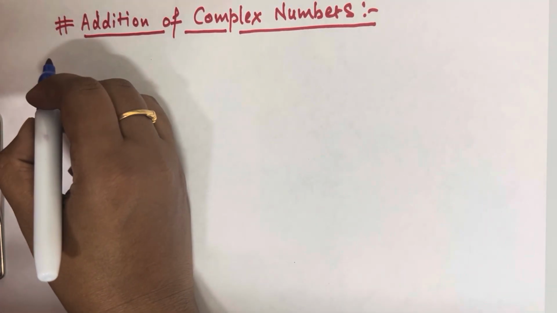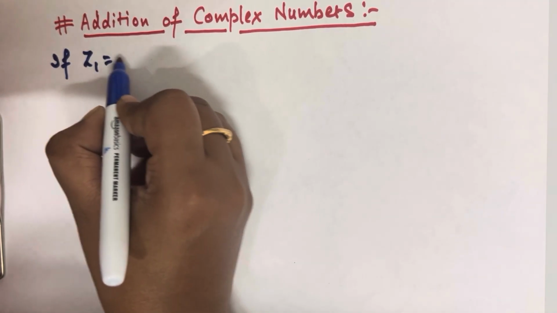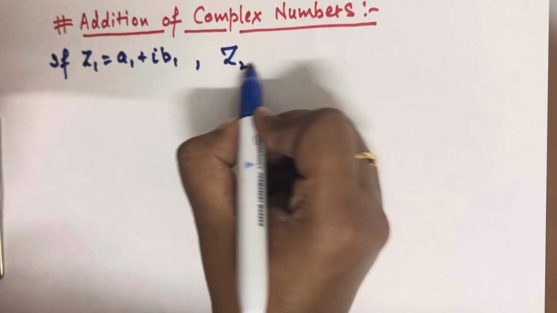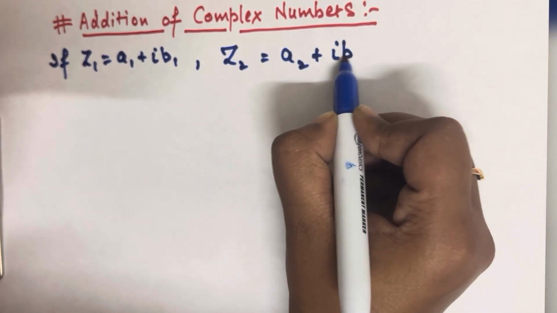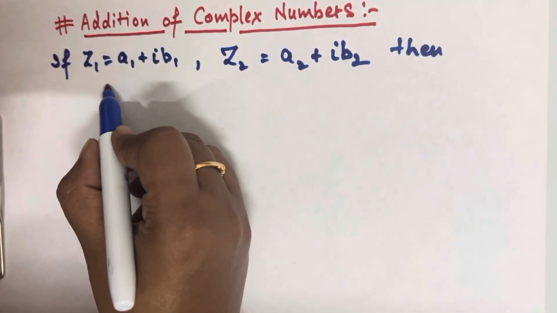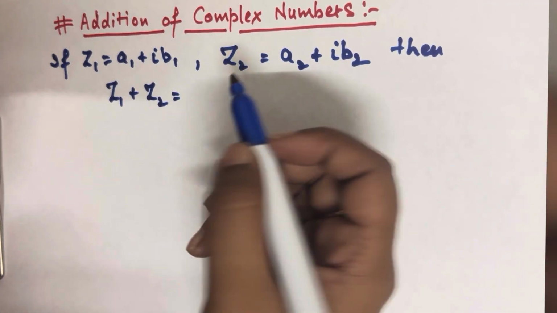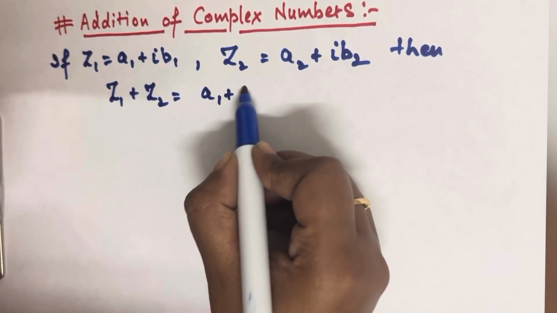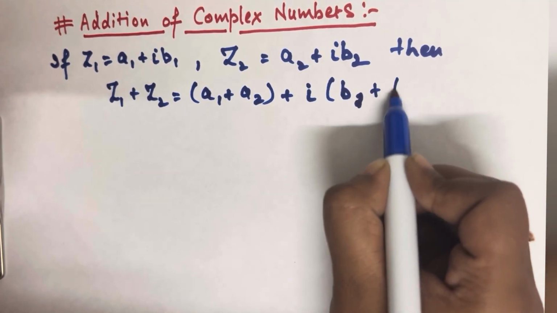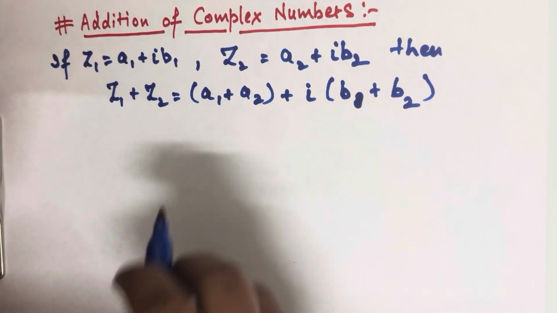So suppose we have two complex numbers. If z1 is a complex number that equals a1 plus iota b1, and z2 equals a2 plus iota b2, then we are talking about the addition, that is z1 plus z2. How are we going to add these two complex numbers? Simply we'll add the real parts and the imaginary parts. This is (a1 plus a2) plus iota (b1 plus b2).